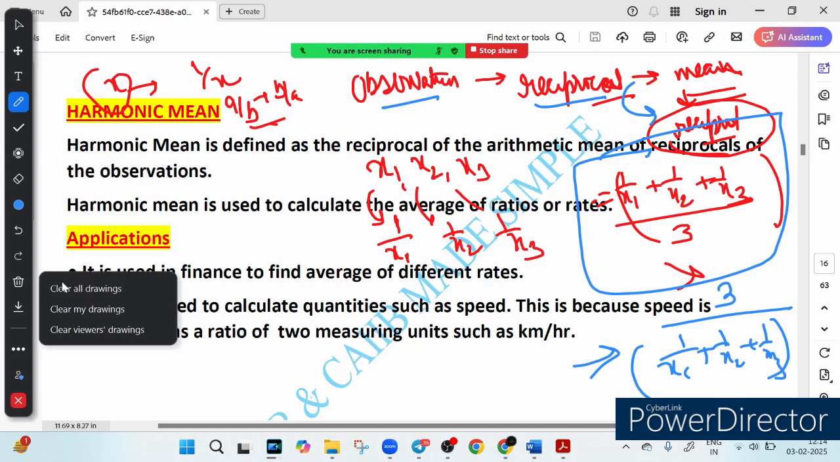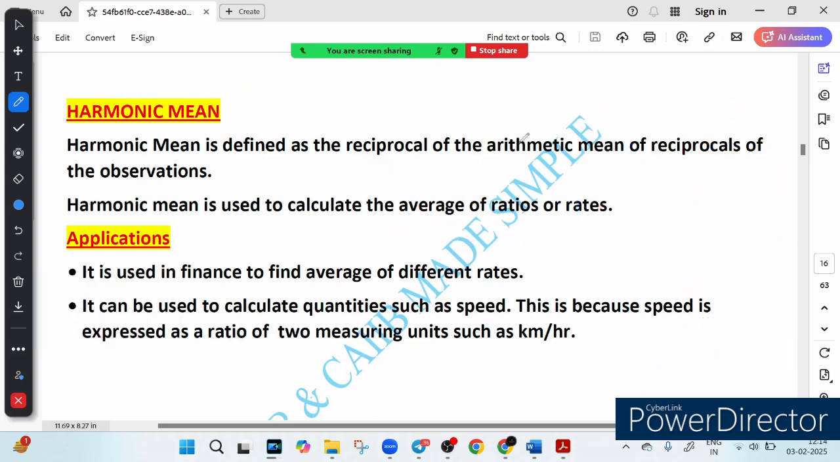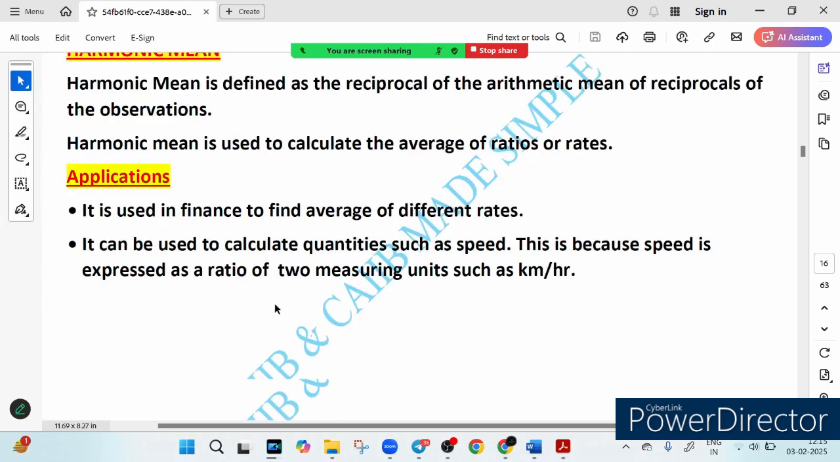Harmonic mean is used to calculate the average of ratios or rates. Application: it is used in finance to find the average of different rates. It can be used to calculate quantities such as speed, because speed is expressed as a ratio. Whenever something is expressed as a ratio, harmonic mean is the best way to find the central tendency, right? This you must remember. Now let's do some application part, some calculation part here.